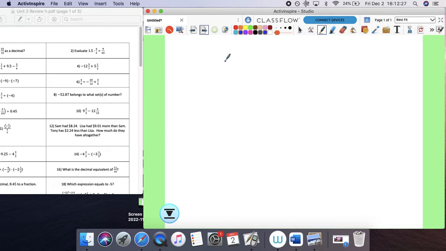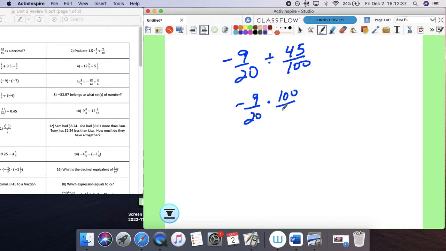Next, negative 9 over 20 divided by 0.45, which I'm going to write as 45 over 100. Negative 9 over 20 times 100 over 45. Reciprocal. Negative times a positive is a negative. Simplify. This becomes 1. This becomes 5. This becomes 1, and this becomes 5 again. And then these two 5s simplify to 1. My answer is just negative 1. That was easy.